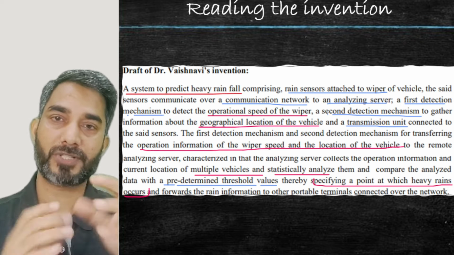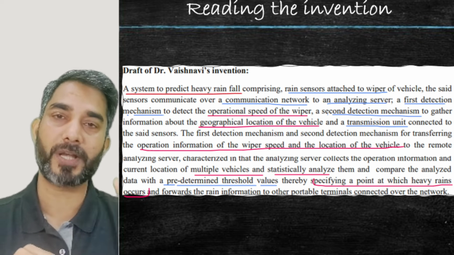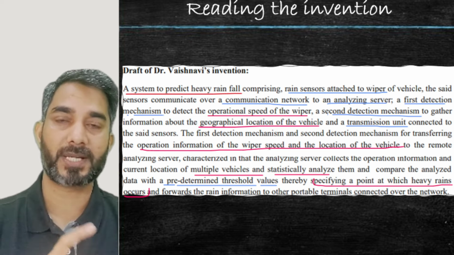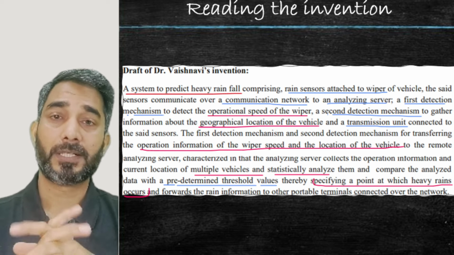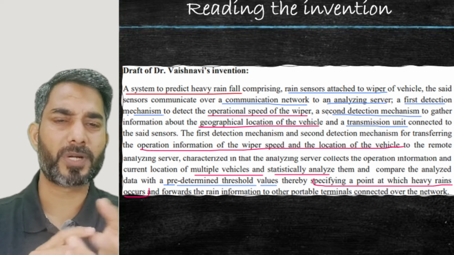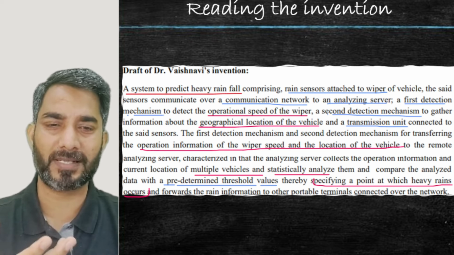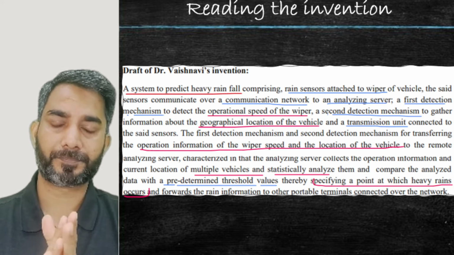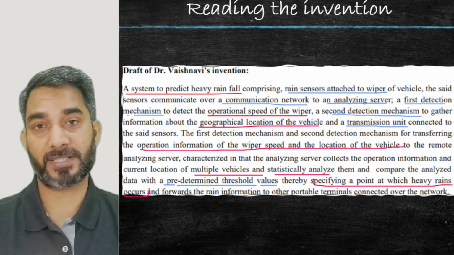And based on which I have come to a conclusion that this is a point where heavy rains occur, because wipers are going on, location or details are also there, and we have identified that heavy rains have occurred. Now this information is then provided to other portable terminals connected over the network. Portable terminals could be mobiles, could be anything basically, right? So simple invention again. Let's see what the references have to talk about.